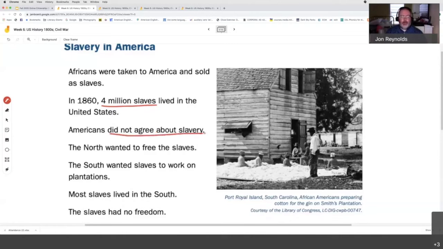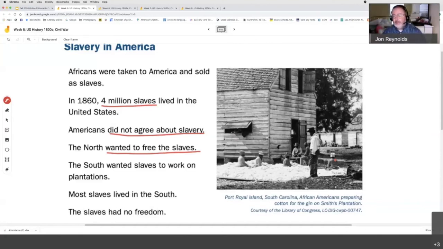So again, like we said, Americans did not agree about slavery. Many of the people in the North wanted to free slaves. They didn't like slavery. Now, let's remember something. They did not like slavery, but many people in the North didn't necessarily think that Africans were equal to people in America. So I think sometimes we forget that people in the North had different attitudes about slaves. They thought slavery was wrong, but many people did not want to accept Africans as equal to Americans. So that's a very difficult topic to talk about.